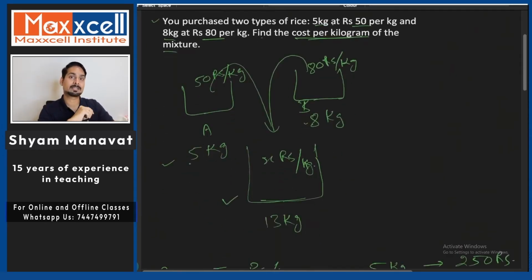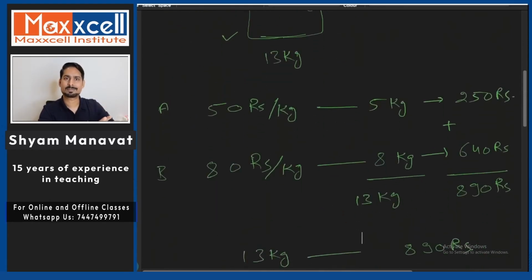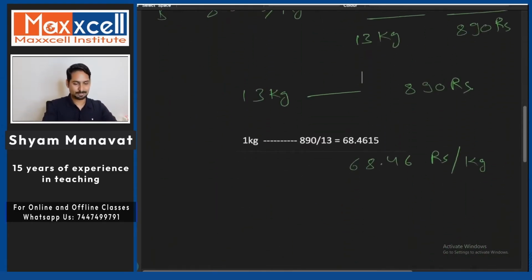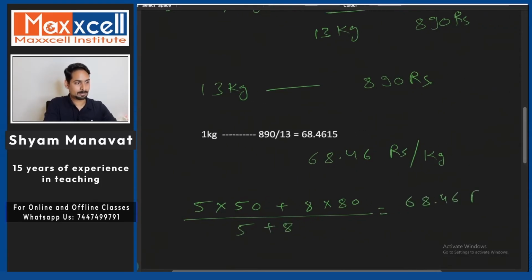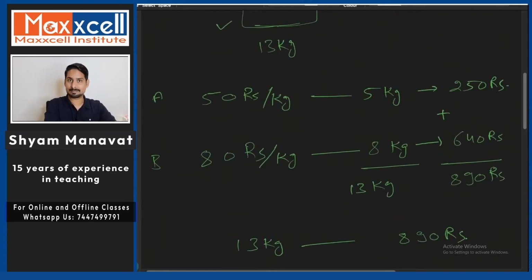Where quantities are given, this is how you handle it. No formula, straightforward. So we could have simply said, for 50 rupees per kg we got 5 kg, plus for 80 rupees per kg we got a total of 8 kg. If you divide by the total quantity, 5 plus 8, you get what? Price per kg for the mixture. Yeah, it is this simple. This was just to explain it to you.